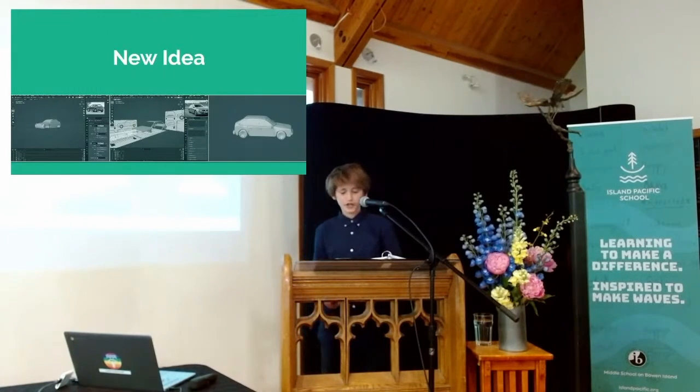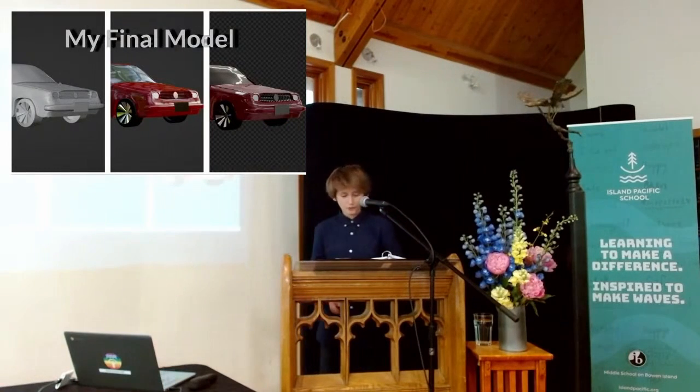Immediately after completing the model, I moved on to texturing. First, I created the shiny red paint coat, adding some smudges and scratches to make it look a bit more worn and used. I then created the window texture and the wheel textures and other smaller detailed textures to assist the overall look. And just like that, my final model was complete.